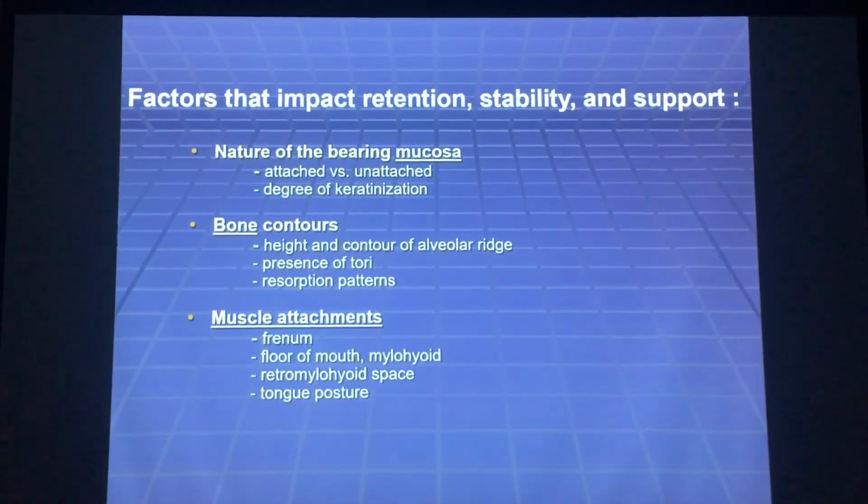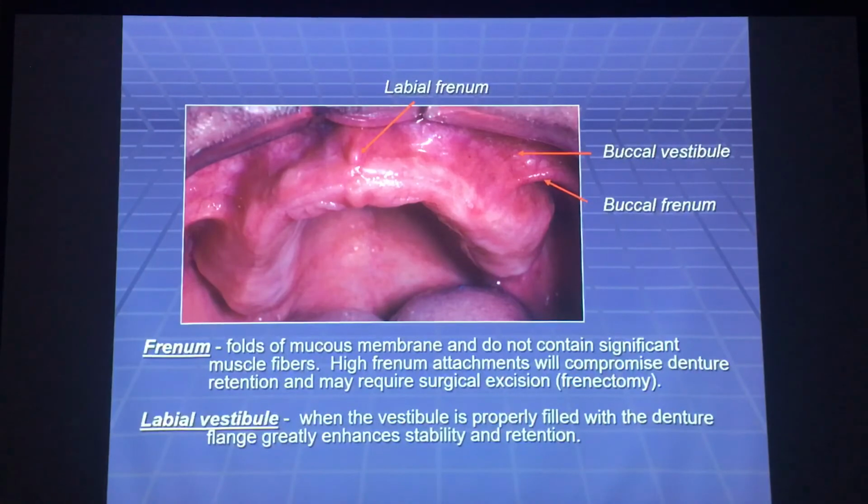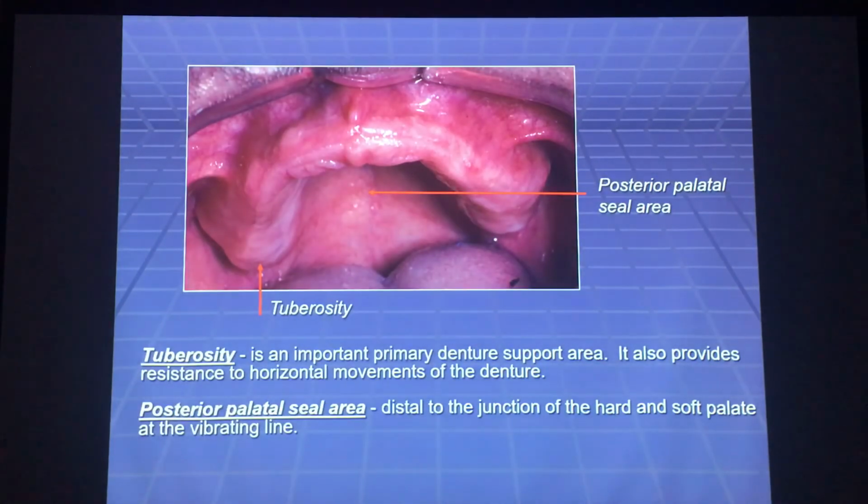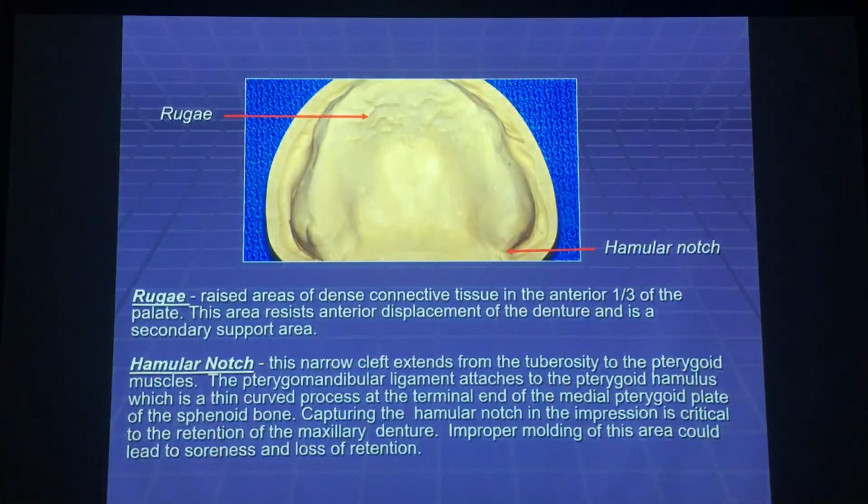So we need to know the muscle attachments, the type of bone, the bone quality, the attached versus unattached mucosa. These are factors affecting retention, stability, and support of the patient. Buccal frenum, the buccal vestibule, the labial frenum, incisive papilla, the canine eminence. I'm just looking at the pictures with the arrows. You can read exactly where they are, but this is a review from last year, so I'm going to be quick. If it's not review and you forgot and you just memorized some of the terms, then we're going to have to go over them a little bit more.